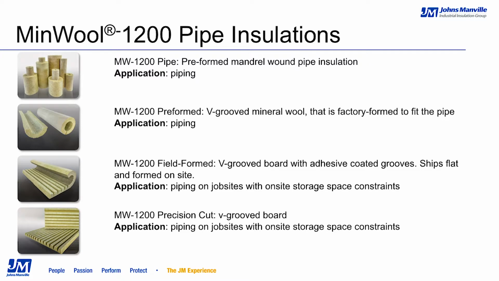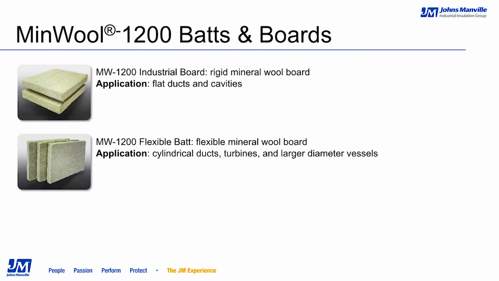On this slide, you will see our pipe products that are offered. We have our Manville 1200 pipe, which is mandrel wound, and our Manville 1200 preformed pipe, which is V-grooved, but formed at the plant before shipping. The Manville 1200 field form and the precision cut are both V-groove boards that will ship flat, which will optimize storage on the job site. The difference between the two is that the field form product has an adhesive in the grooves and can be formed on site.